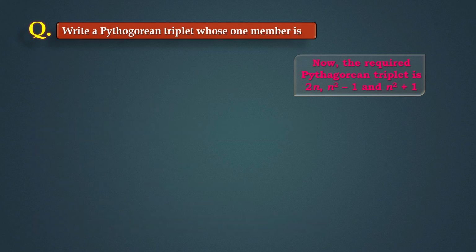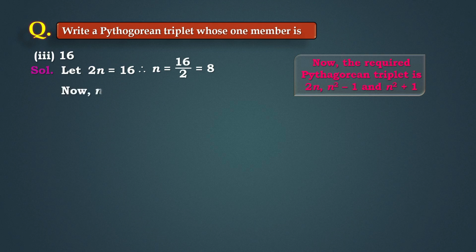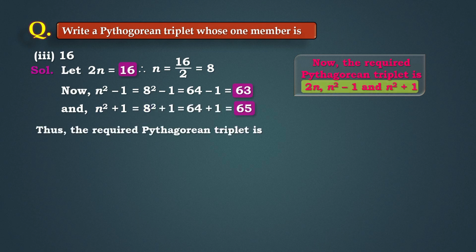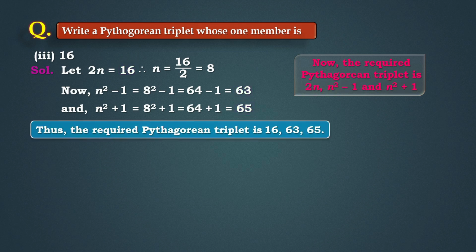Let us solve a few more examples. First case, the number is 16. Let 2n be equal to 16. So n becomes 8. Now calculate. n square minus 1 is 64 minus 1, which is 63. n square plus 1 is 64 plus 1, which is 65. So, the required Pythagorean triplet is 16, 63 and 65.